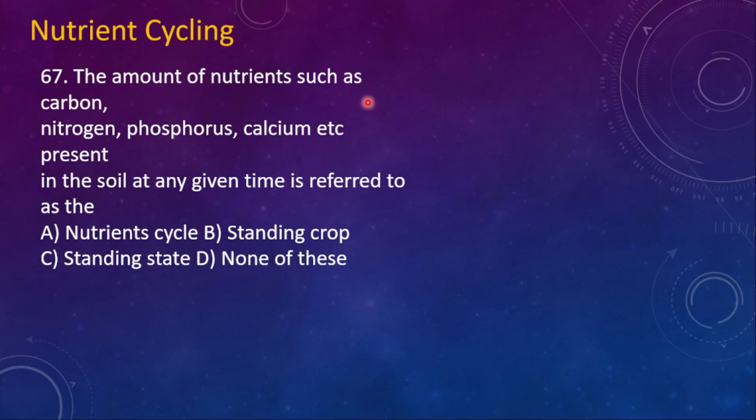From nutrient cycling, 67. The amount of nutrients such as carbon, nitrogen, phosphorus, calcium, etc. present in the soil at any given time is referred to as nutrient cycle, standing crop, standing state, and then none of these. Here the right option is Option C.